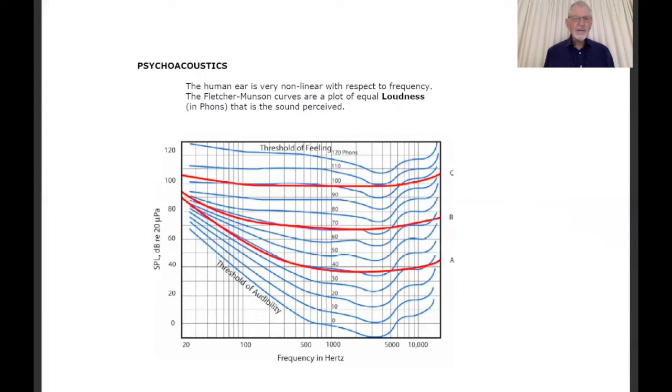Let me just have a look at this and I'll see if I can. Anyhow, I need to check that. No, it was 1,000 hertz. That's right.